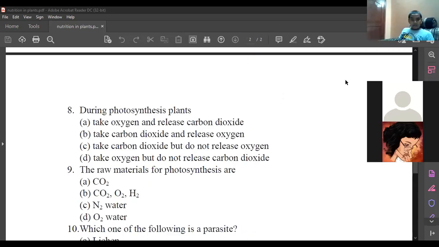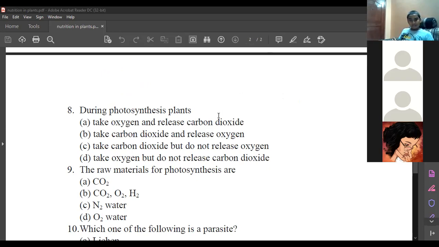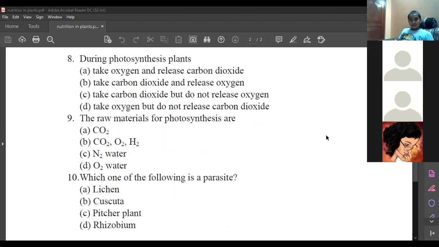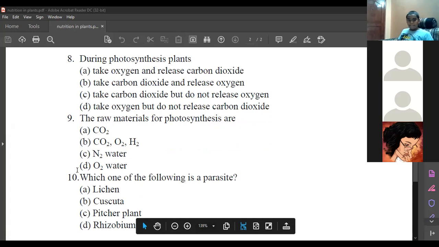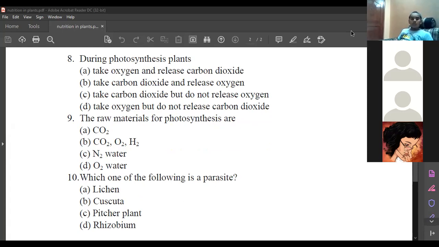Next one, Nikhil. During the photosynthesis process, what will happen? Sir, option B: it will take in carbon dioxide and release oxygen gas, right? Good. Next, Gohit. What is the answer for the ninth one? Sir, the raw materials are O2 and water.